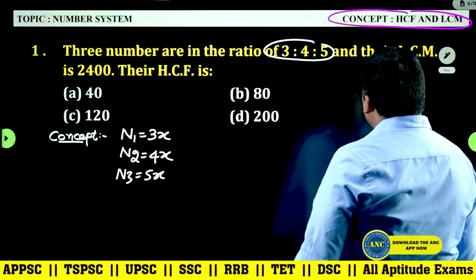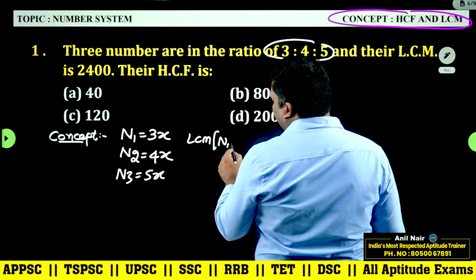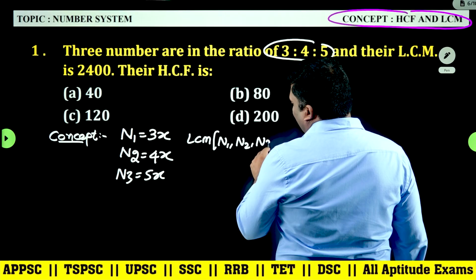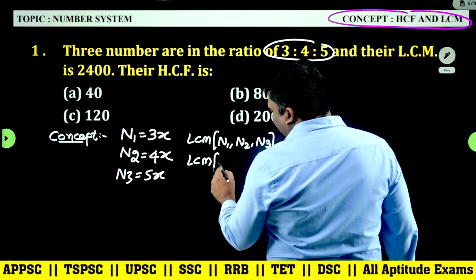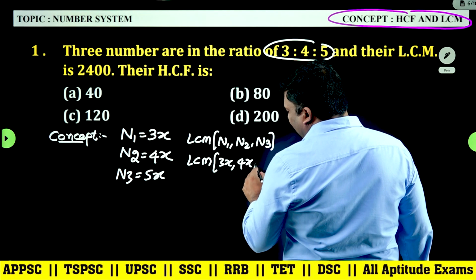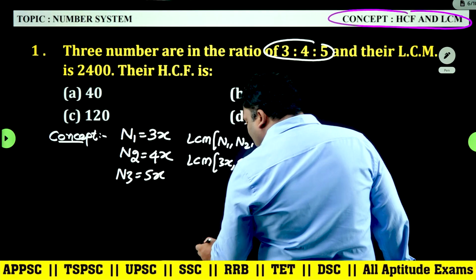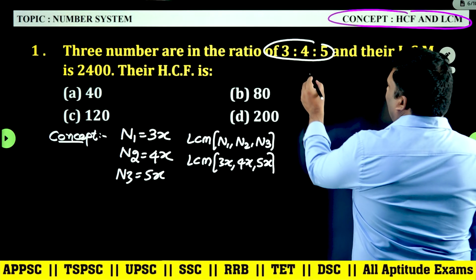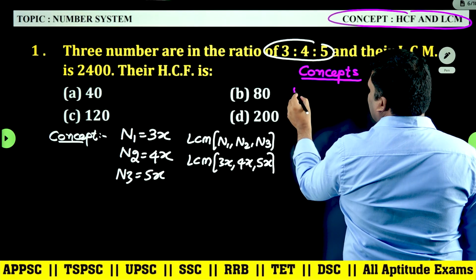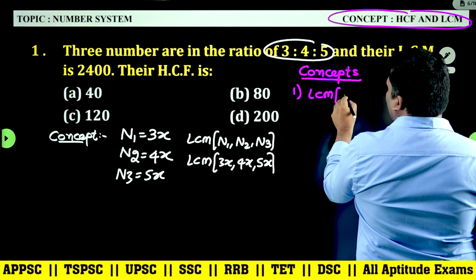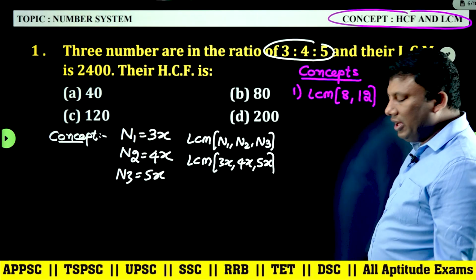What is given? Their LCM. So the LCM of N1, N2, N3, which becomes the LCM of 3x, 4x, 5x. Before solving this, I want to teach you two concepts. Suppose the question is the LCM of 8 and 12.